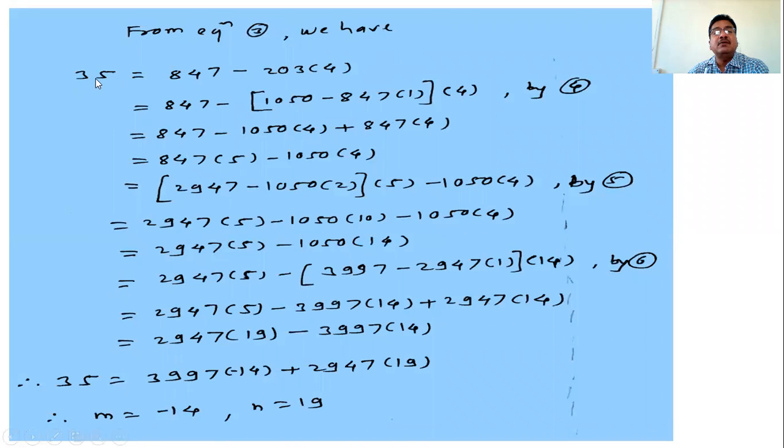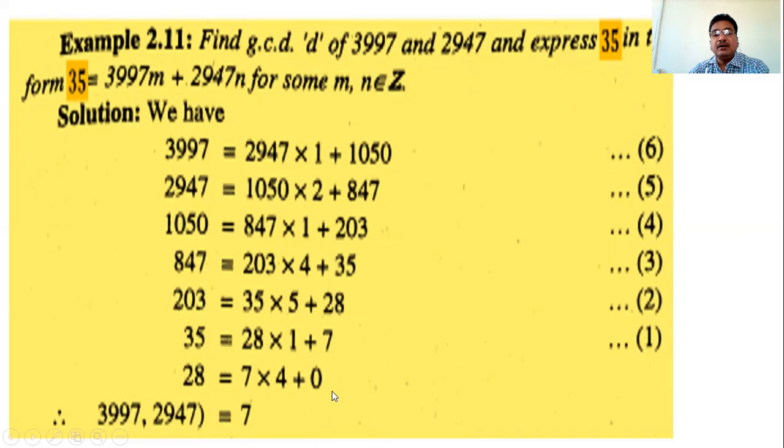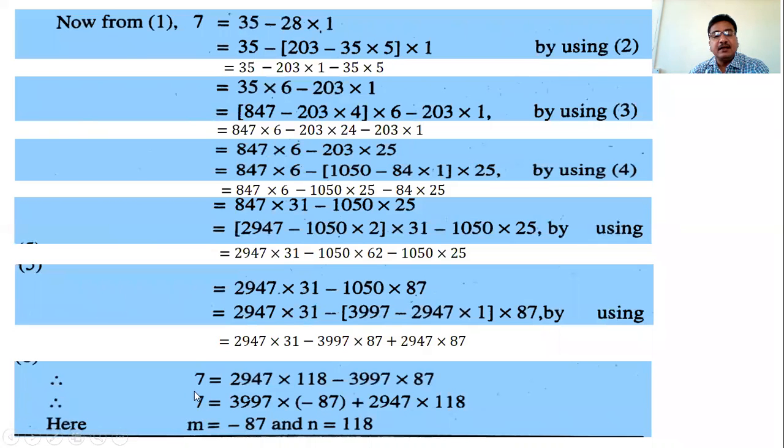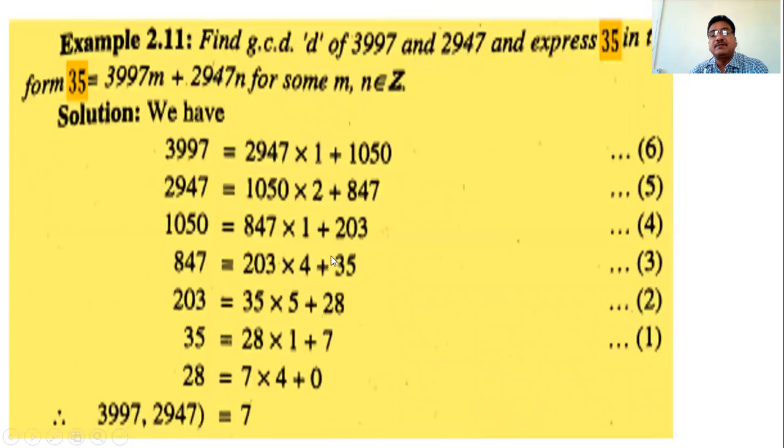So from equation number 3, what do we have? We have to express 35. Another way of expressing 35 in this form is: first express 7 in this form and then multiply by 5. That is, 5 into 7 is 35, which is equal to 3997 into minus 87 into 5, and then 2947 into 118 into 5. Then we have m and n. Or start from this equation number 3. Then 35 is 847 minus 203 into 4.